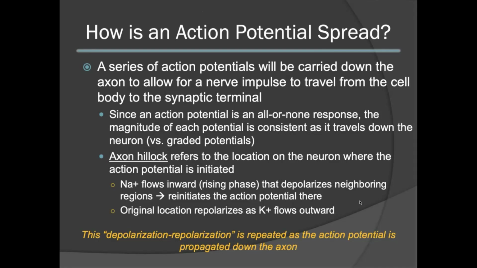The axon hillock within a neuron refers to the location where the action potential is initiated. At this location, sodium will flow inward, creating the rising phase of the action potential that will depolarize neighboring regions on the axon. This will reinitiate the action potential there. The original location where the action potential is initiated will repolarize as potassium flows outward. This depolarization and repolarization is repeated as the action potential is propagated, or spreads, down the axon.